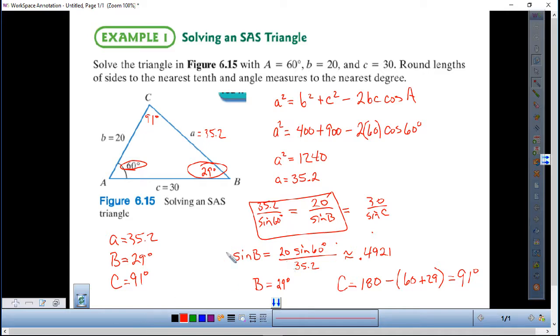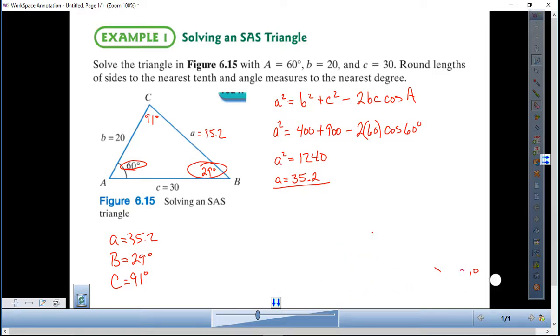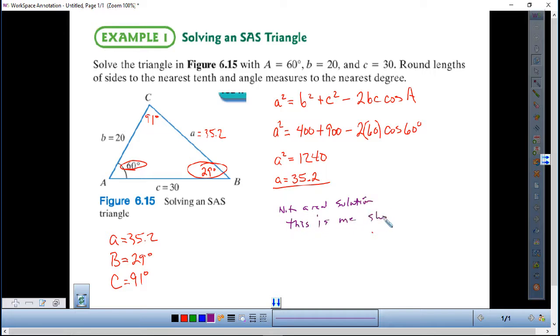All right, so that's me solving the triangle. Now, I want to show you something. I'm going to erase this and come back to it, but we're going to keep this 35.2. And let's say that I did not do this. I'm going to write this in a different color just so you know it's not the solution. This is me showing a mistake.